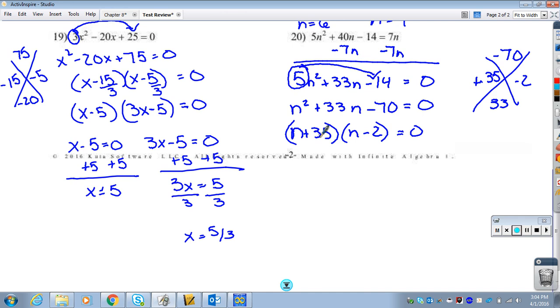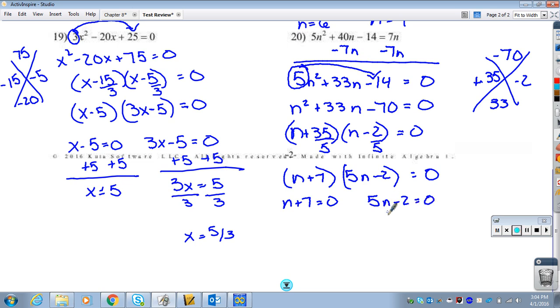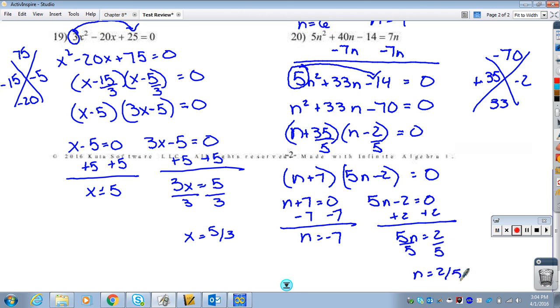We slid, so we have to divide. 35 divided by 5 is 7. 2 over 5 is a simplified fraction, so bottoms up. Alright, and then each factor equal to 0 and solve. 5n equals 2, divide by 5, divide by 5, n equals 2/5.